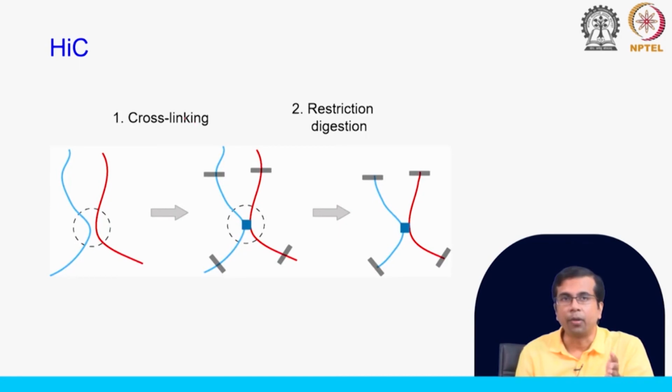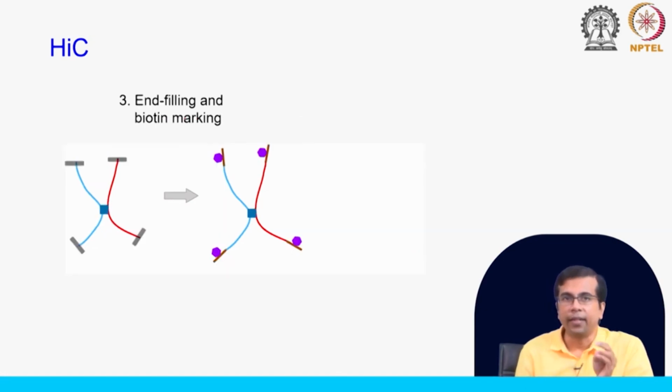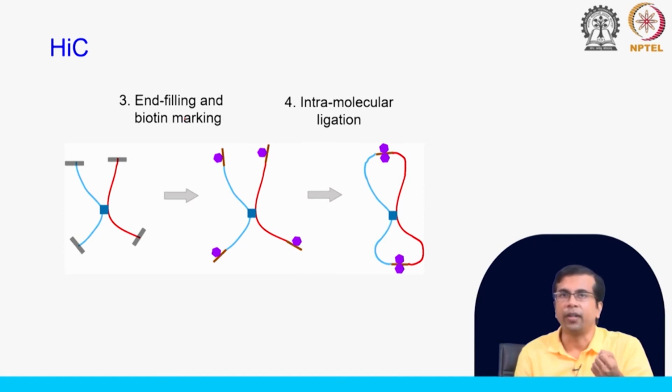So, here is the protocol. We start with cross linking, then we do the restriction digestion. The next step is something called end filling, that happens at the end of these fragments, and biotin marking. This is a chemical molecule that is attached to the DNA, because this will help in further purification of the DNA fragment. The next step is intramolecular ligation.